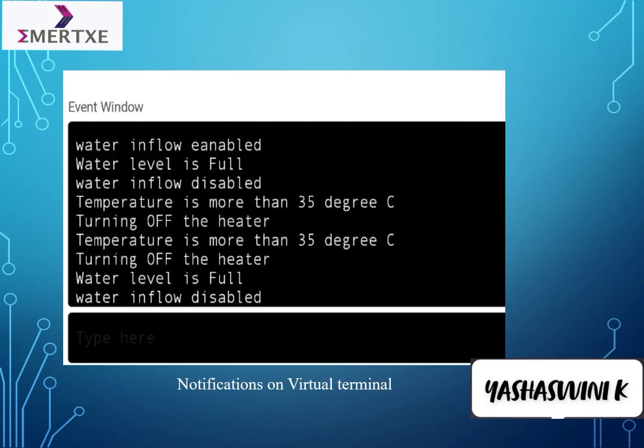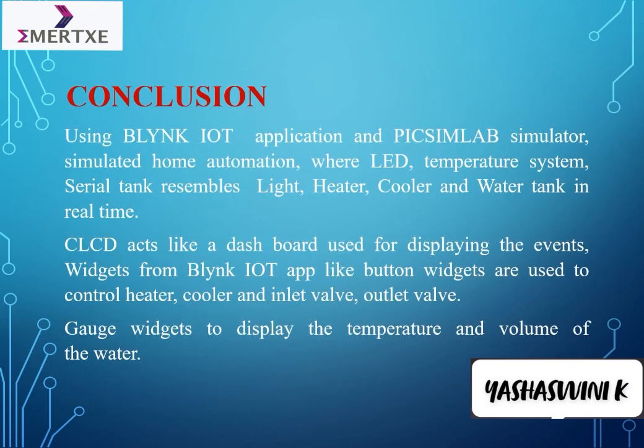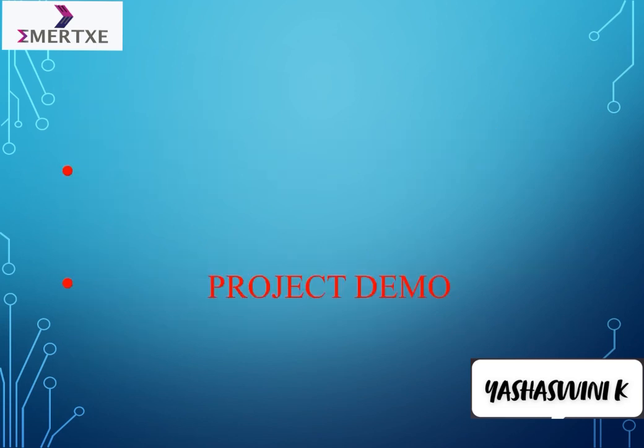Conclusions: using the Blynk IoT application and PICSimLab simulator, we simulated home automation where LED, temperature system, and serial tank resemble light, heater, cooler, and water tank in real time. CLCD acts like a dashboard used for displaying the events. Widgets from the Blynk IoT app, like button widgets, are used to control heater, cooler, and inlet and outlet, while gauge widgets display the temperature and volume of the water. Here, the project demo will be started.